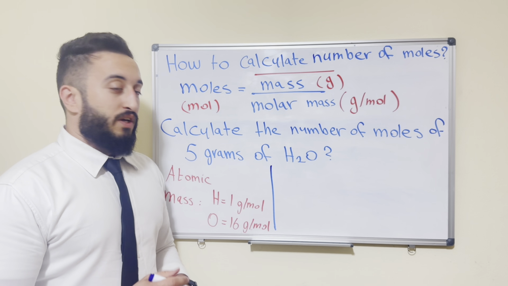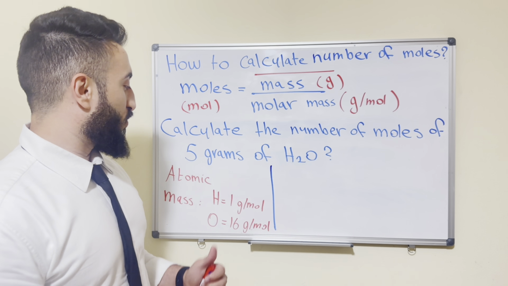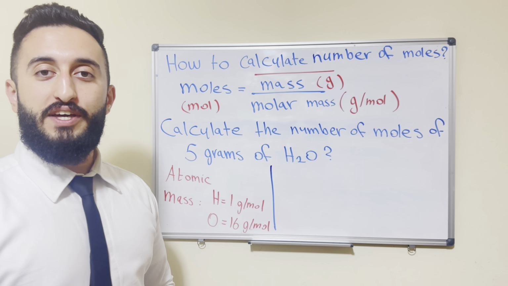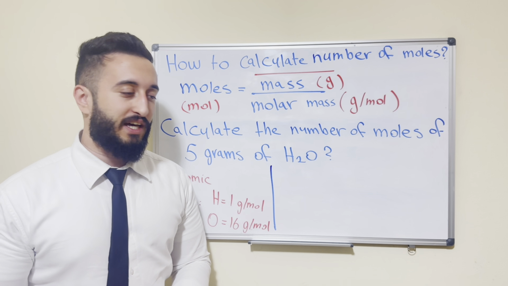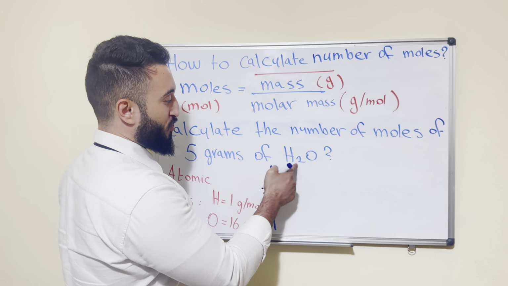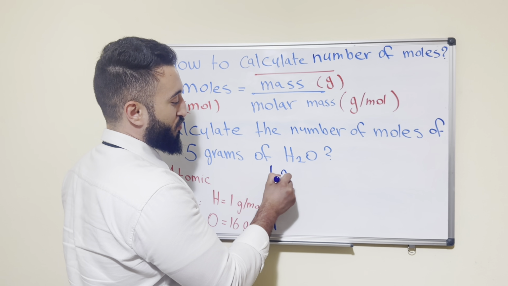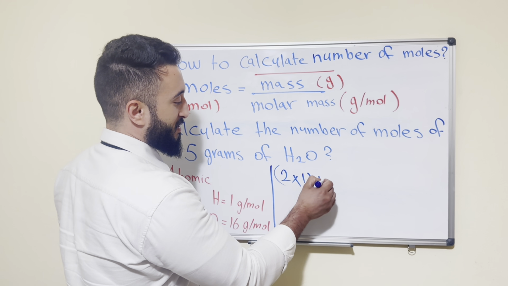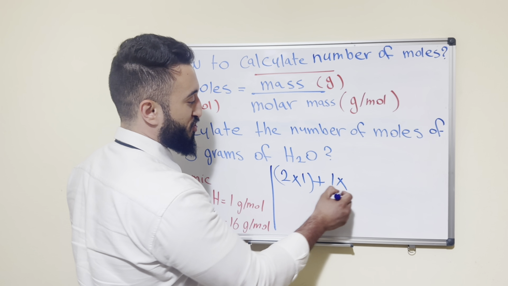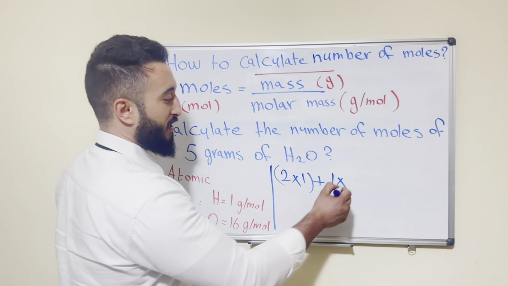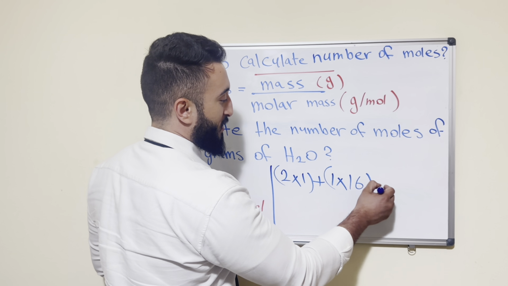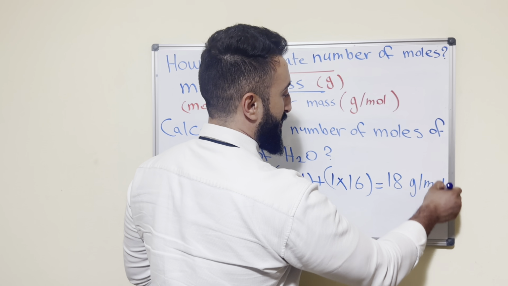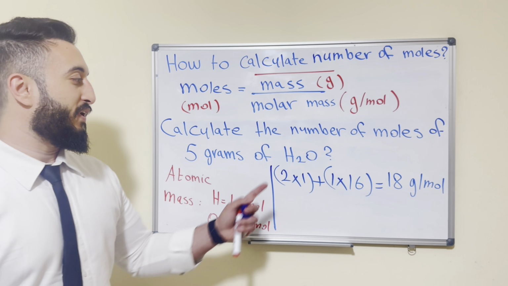Let's find out together. The atomic mass here is 1 gram per mole for hydrogen and 16 gram per mole for oxygen. Let's calculate the molar mass together as we did right now. Number of element 1, which is hydrogen, so 2 times the mass of hydrogen, which is 1, plus 1 times the mass of oxygen, which is 16. As we did right now, it is 18 gram per mole, and this is the molar mass of H2O.